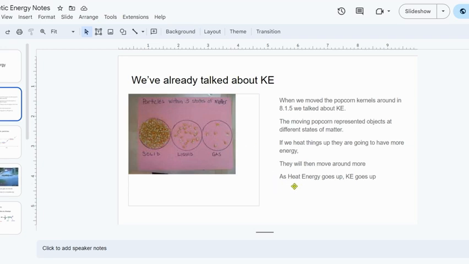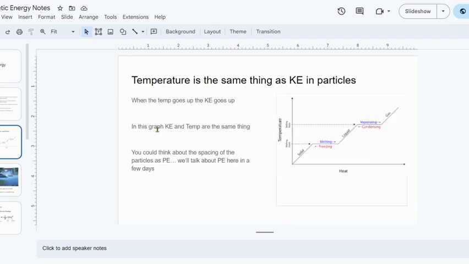So I want you to remember, as heat energy goes up, the amount of kinetic energy goes up. Temperature and kinetic energy are the same thing. When the temperature went up, the kinetic energy goes up. So on these positive sloped lines, we're going to have an increase of temperature. We're also going to have an increase of kinetic energy. Kinetic energy is movement. So right now, my cursor has a large amount of kinetic energy. And right now, this has a lower amount of kinetic energy.